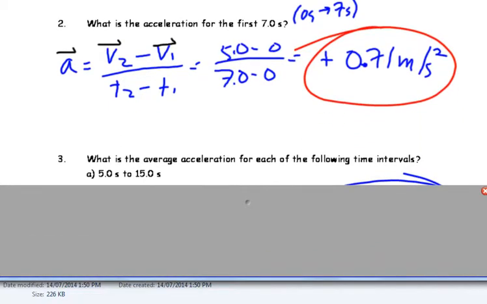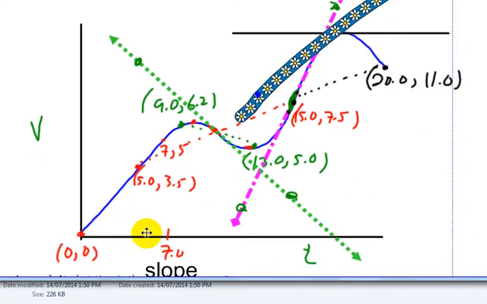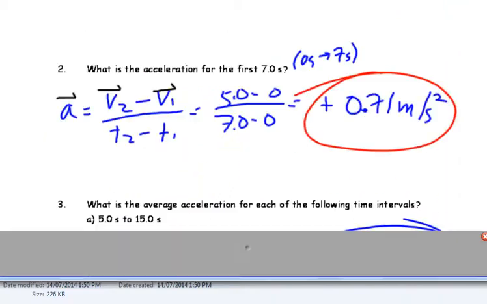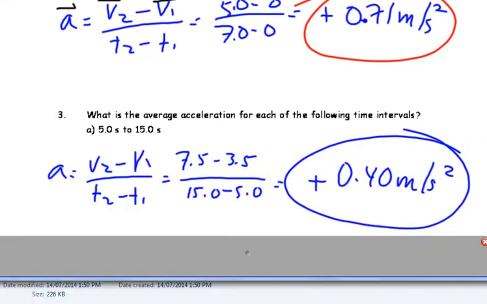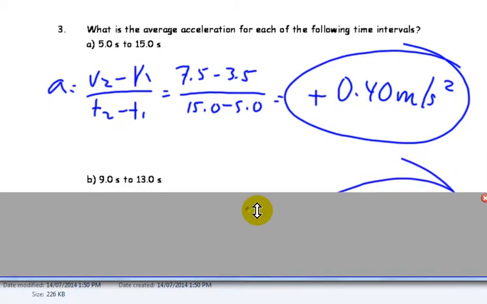Now over to the average acceleration parts. So what's the average acceleration from 5 to 15? So 5 to 15, I figured out to be around 5 comma velocity 3.5. And over here at 15, it corresponds to about 7.5. So really what we're doing is we're figuring out the slope of this red line which joins those 2 points. So T1 V1, T2 V2, V2 minus V1 over T2 minus T1. So 7.5 minus 3.5 over 15 minus 5. So do that and we get plus 0.40 meters per second squared.